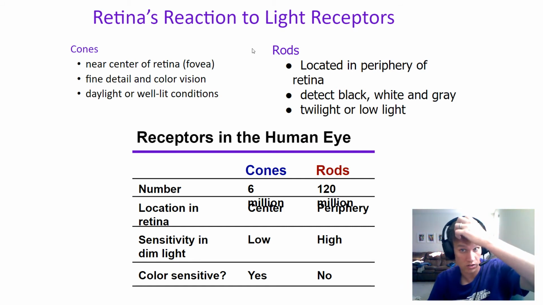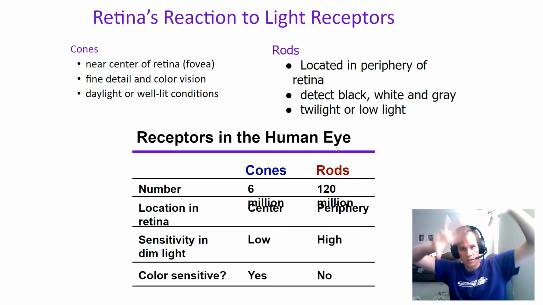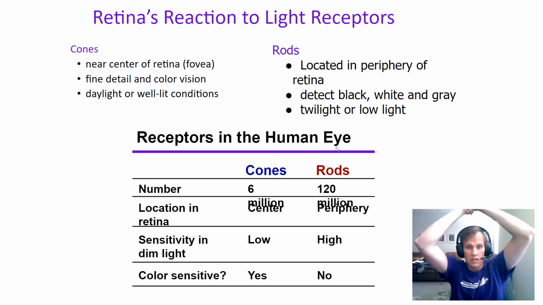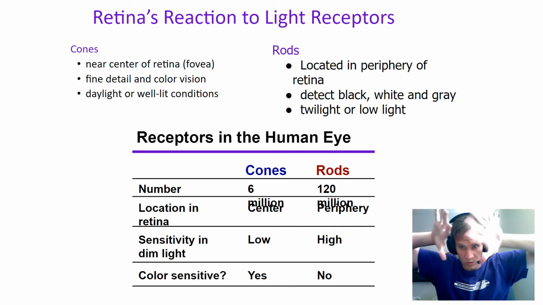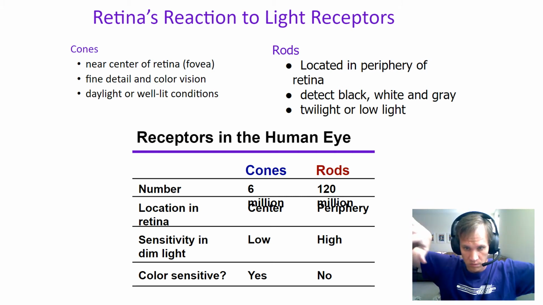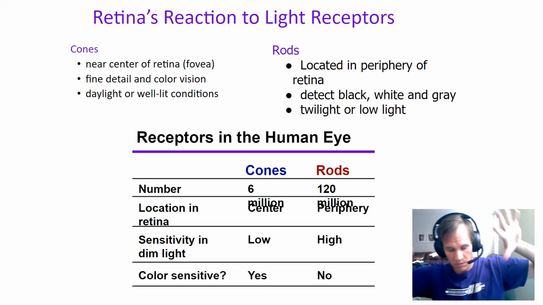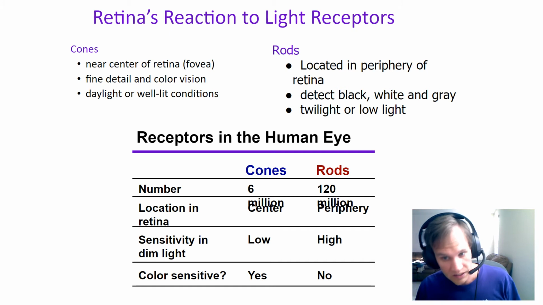Okay, so you have two receptor cells that receive light: your cones and your rods. Your rods are much more numerous on the periphery of your vision. They detect blacks, whites, and grays, and are much more sensitive in dim light. That's why when it's dark you can actually see really well on the sides. It's not affected nearly as much as your cones are, because your rods can pick up that dim light a lot easier.